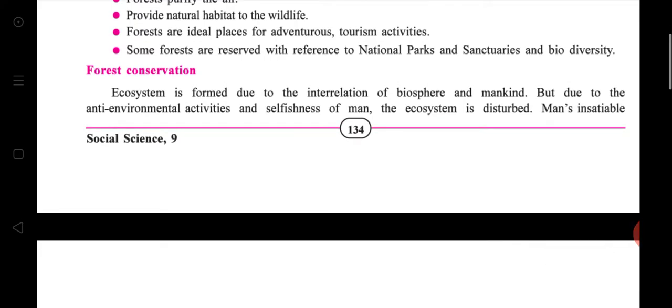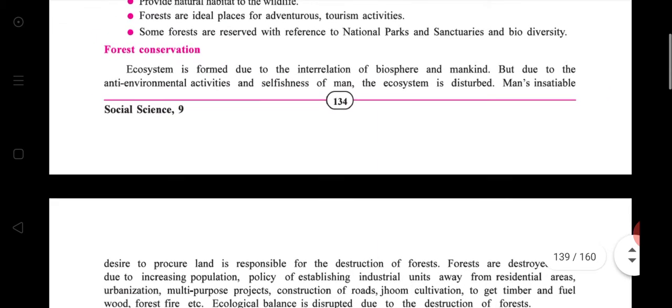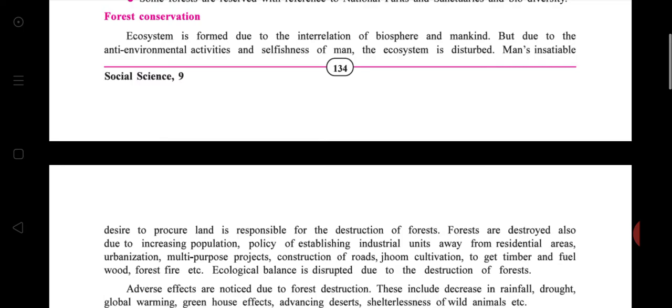Now we are moving on to the next topic. Forest conservation. Ecosystem is formed due to interrelation of biosphere and mankind. But due to the anti-environmental activities and selfishness of man, the ecosystem is disturbed because mostly we cut the trees and totally destroy the forest. Why? Because of our usefulness, our selfishness.